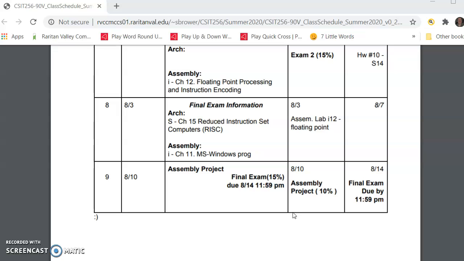From a content point of view, what we'll be looking at in the Stallings book is RISC, which was first introduced in chapter 14, but we'll take a more expanded look at how RISC computers are architected and how they differ from what we have been using up to this point. The assembly portion that we'll be taking a look at will be dealing with the Windows API.